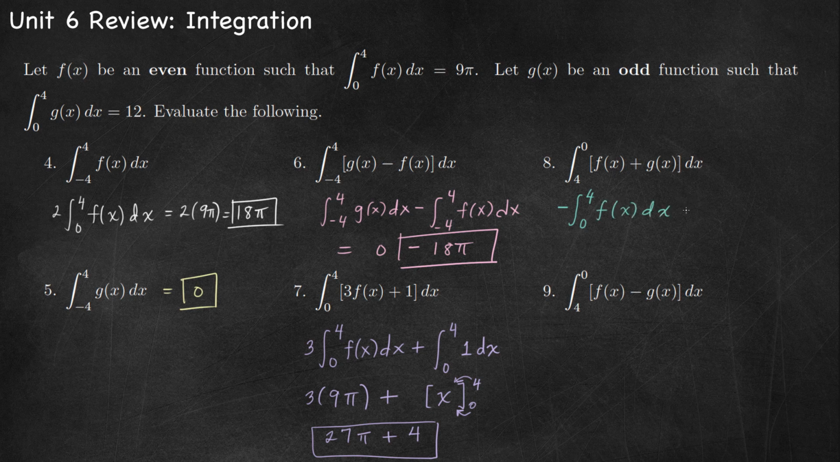And I'll do the same thing for the g of x. I'm going to flip the bounds and make it go from 0 to 4, and when I do that, I have to multiply by negative 1 in front. So now I have negative, and we are given the integral of f from 0 to 4, that's 9 pi. So negative 9 pi minus, and then the integral of g from 0 to 4 is 12. So I get negative 9 pi minus 12.